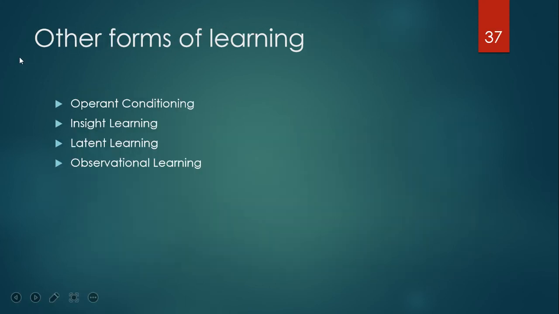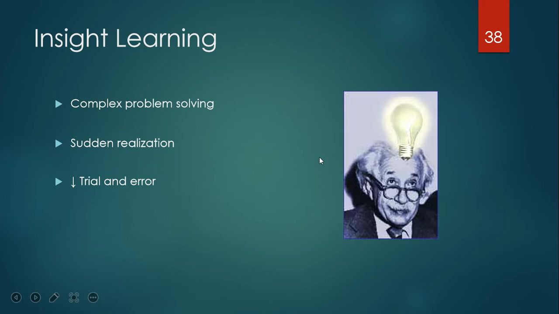All right, so I'm just going to finish up this lecture with sort of a mixed grab bag of other forms of learning. So operant conditioning, we're going to spend a lot of time talking about that in the next lecture. But we're going to finish up with insight learning, latent learning, and observational learning. All right, so insight learning. Insight learning is that kind of light bulb, aha, eureka type moment. And this is usually involved with complex problem solving.